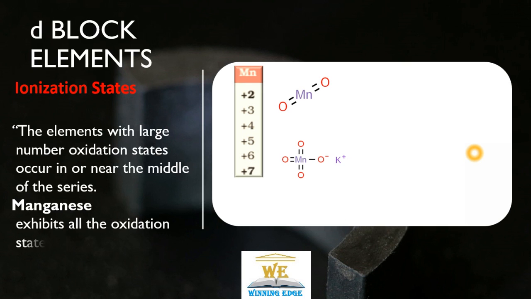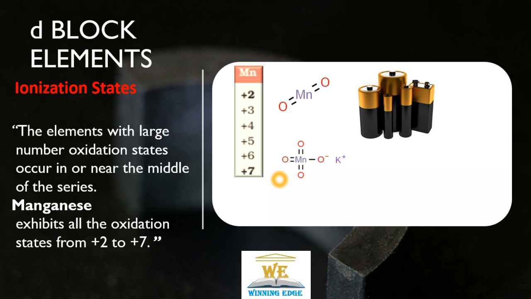Next, manganese, it shows up to +7. Manganese dioxide is +4, and potassium permanganate shows the +7 oxidation state. Manganese also exists as Mn2+, the divalent oxidation state, which is extremely stable. Permanganate is at the extreme end, and that's why it is strongly oxidizing in nature.